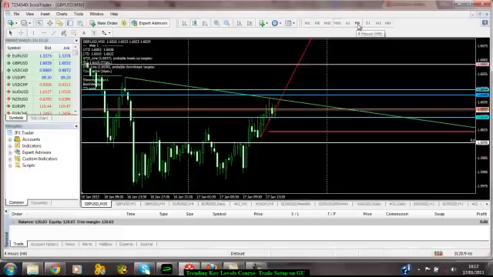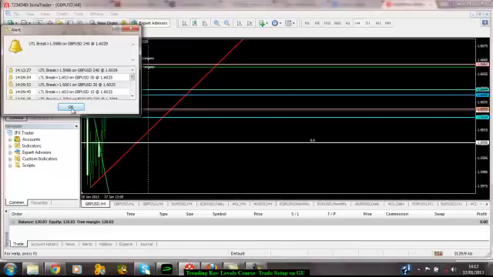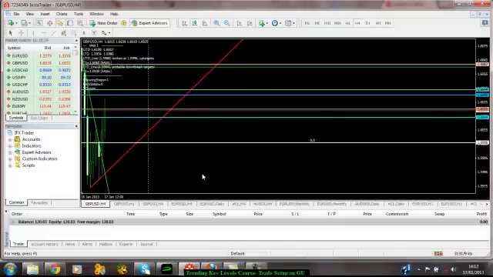Alright, today I want to quickly show you a trade setup. I have to begin with the daily time frame. Let me quickly go on to the daily time frame.